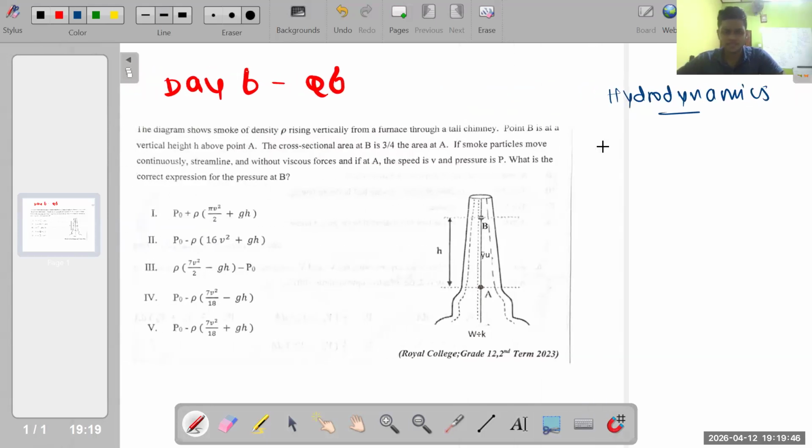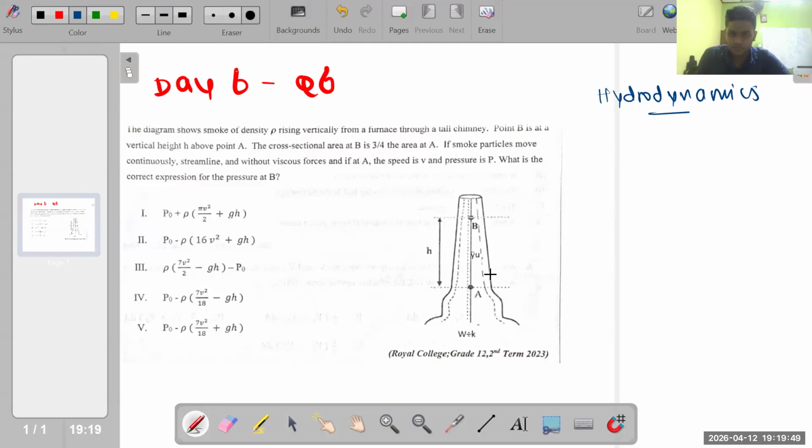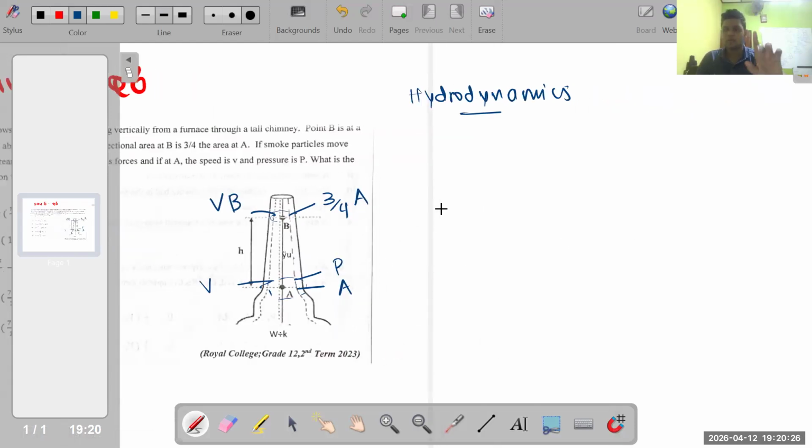So let's see. They have said there's smoke going through this chimney, and at point A the pressure is P, the velocity is V, and the cross-sectional area is A. At B the cross-sectional area has reduced to three-fourths of the area of A. Since area is given and velocity at A is given, we should find the velocity at point B. Let's mark it as VB. To find VB using the areas, the only equation we can apply is the equation of continuity. I'll use another color.